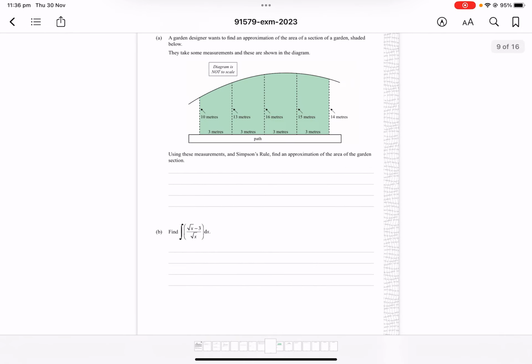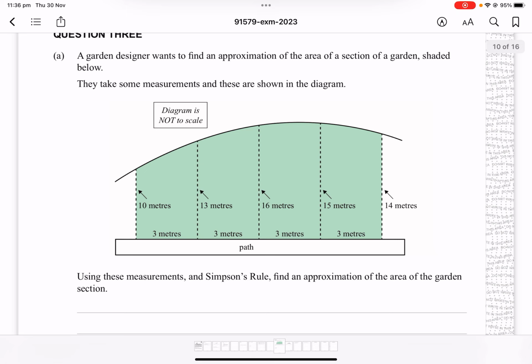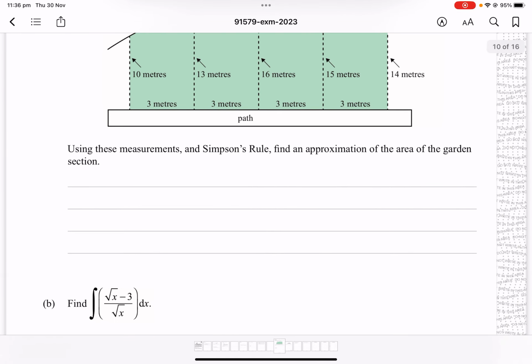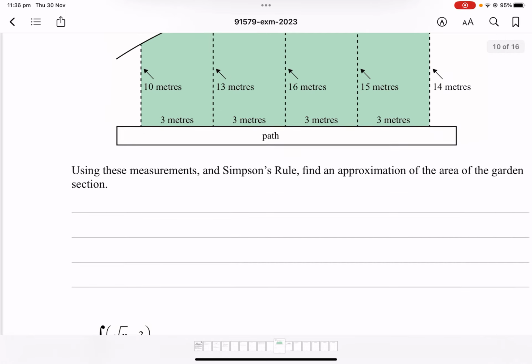So let's look at question number 3. A garden designer wants to find an approximation of the area of a section of the garden shaded below. There are some measurements. Using these measurements and Simpson's rule, I want to find an approximation of the area of the section. For this one, you can just memorize, or you can refer to the formula sheet for Simpson's rule. So we're just estimating the area using Simpson's rule.